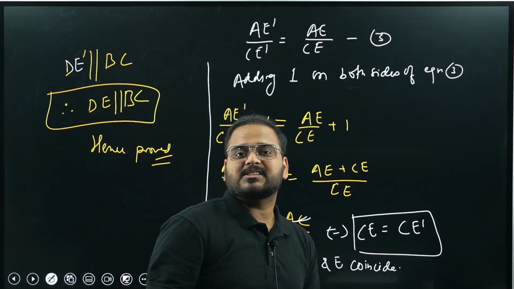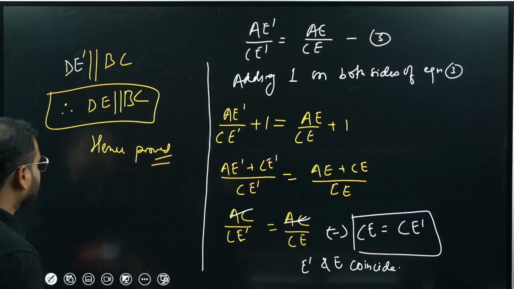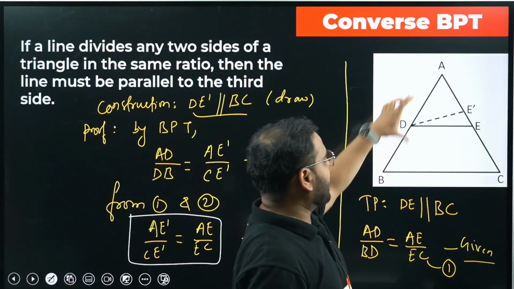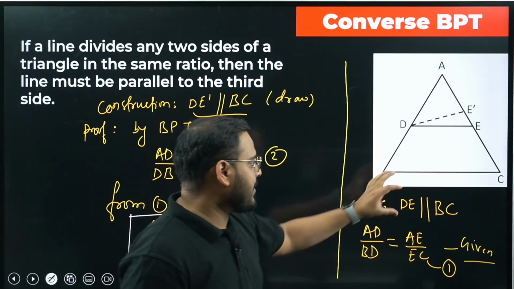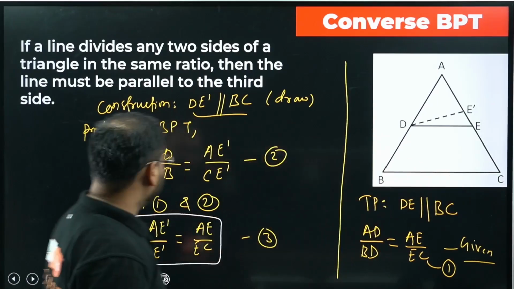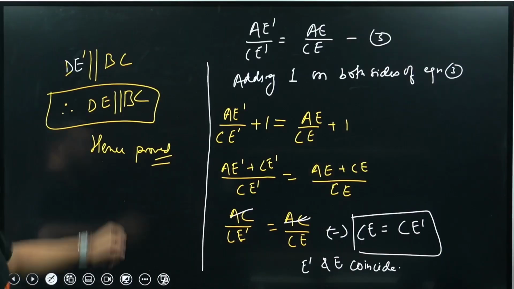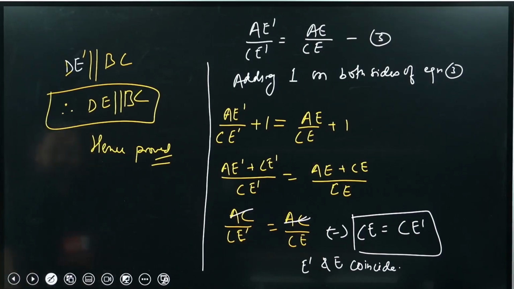To prove that the line which is cutting two sides of the triangle proportionally, in the same ratio AD to BD and AE to EC, is nothing but parallel to the third side. We got it. DE is parallel to the third side, BC. Clear? Have a look from the beginning.